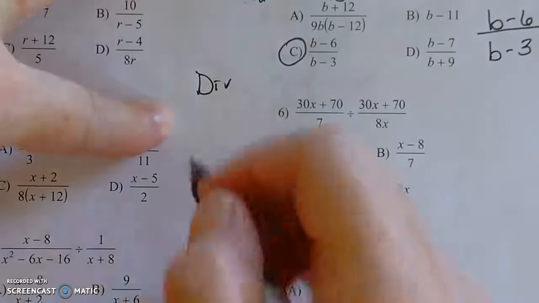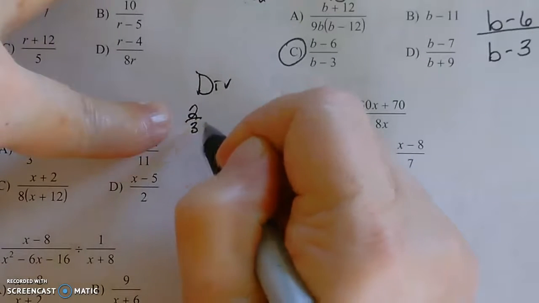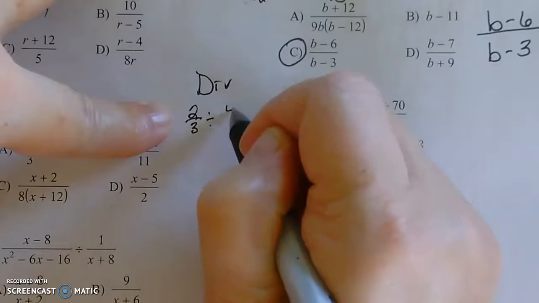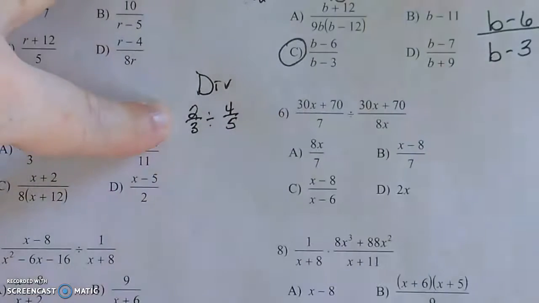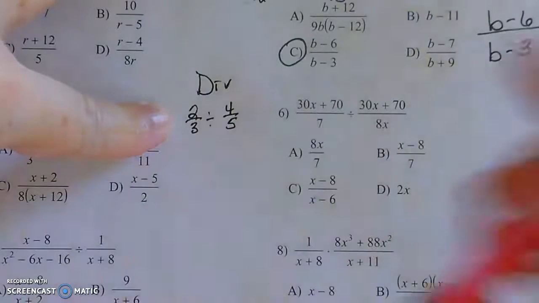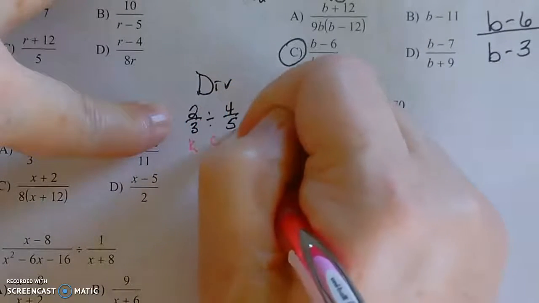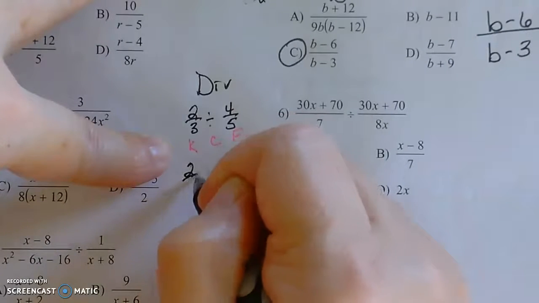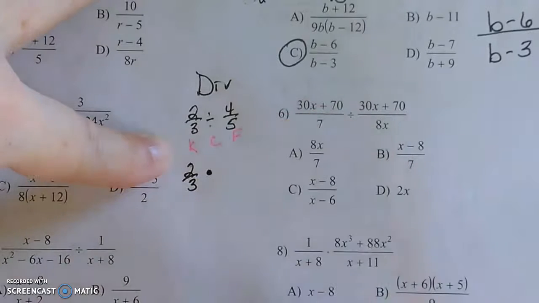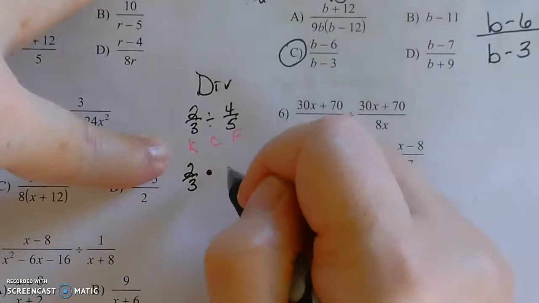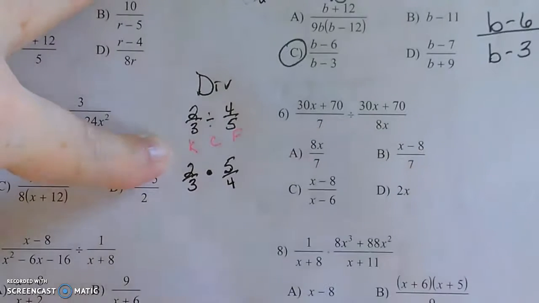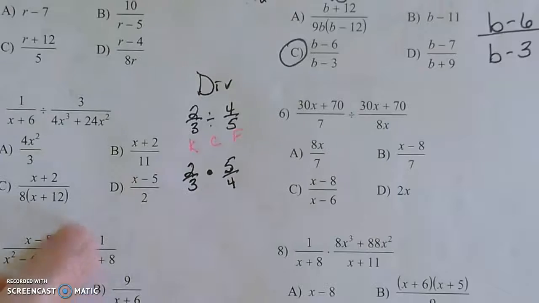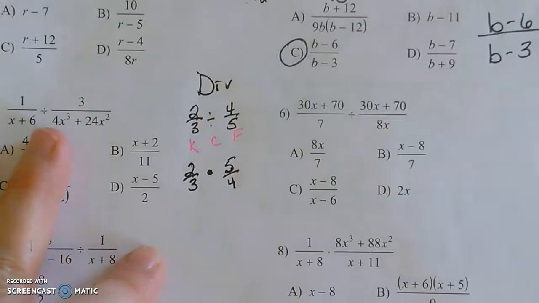remember what you did back in the day. If you had 2/3 divided by 4/5, remember KCF. You kept the first fraction the way it was. You changed division to multiplication, and then you flipped the second fraction. We're going to have to do the same thing. Keep, change, flip. Then we were ready to reduce.